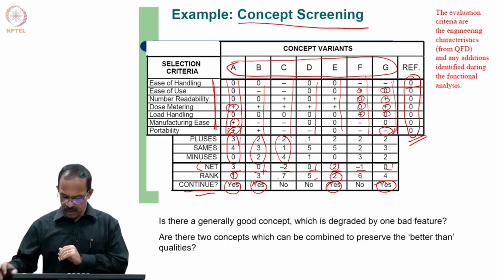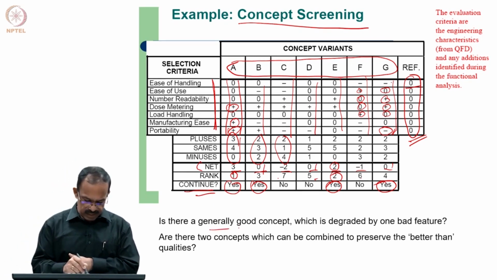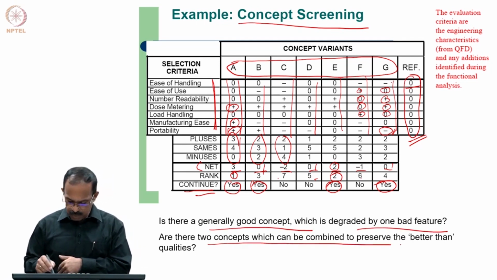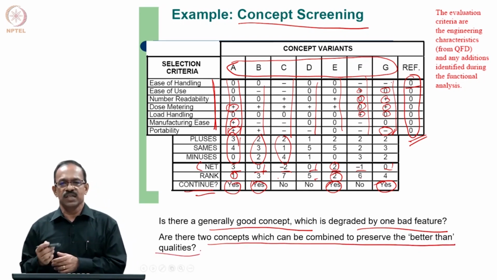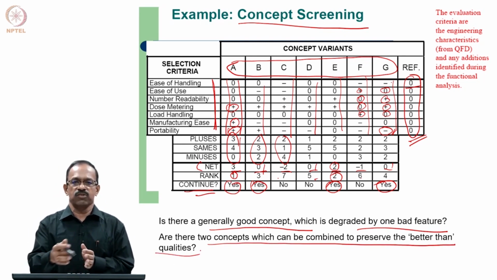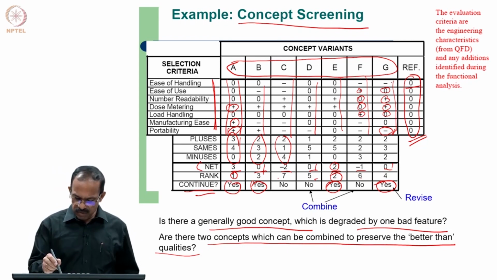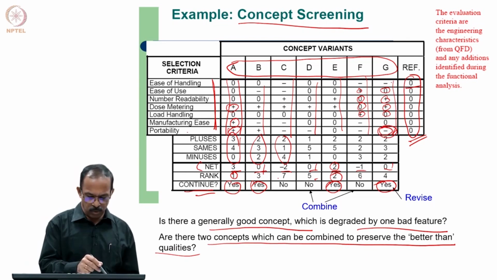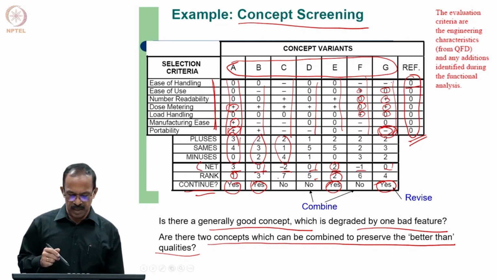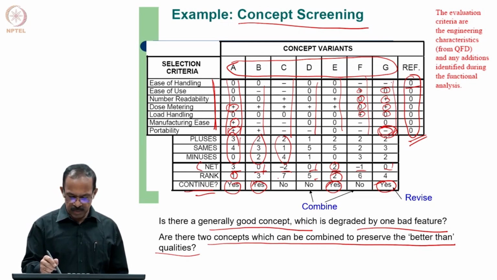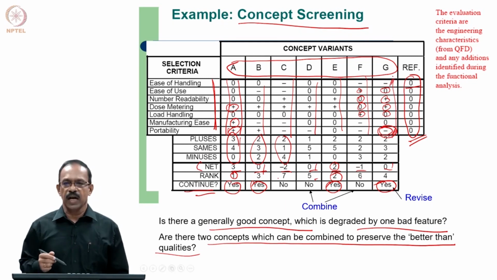So, now if you look at that, the question is: is there a generally good concept which is degraded by one bad feature, and are there 2 concepts which can be combined to preserve the better-than qualities? That is what you need to check with all these concepts. Now, you can see this can be revised. It is minus because of this portability, otherwise it has 2 plus points, and this minus is the problem, others are 0 and this ease of handling. So, probably when you address the portability issue, this ease of handling will also improve.